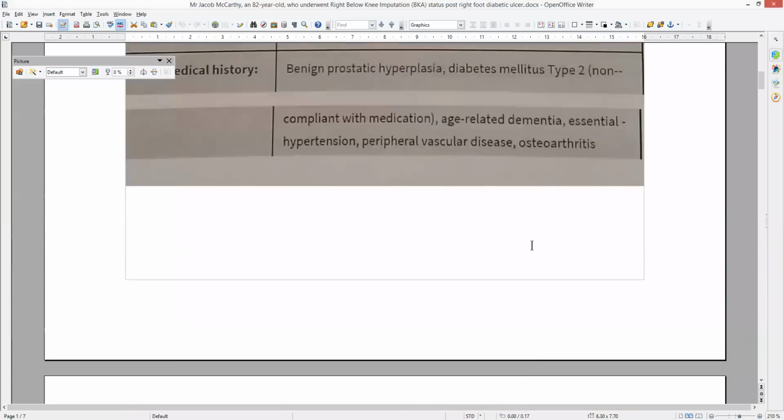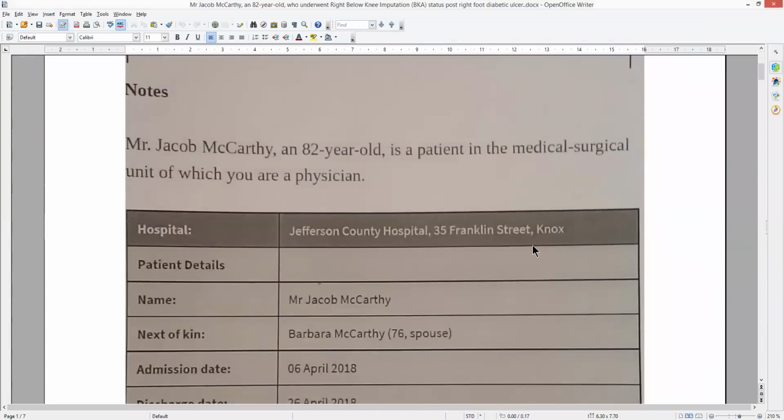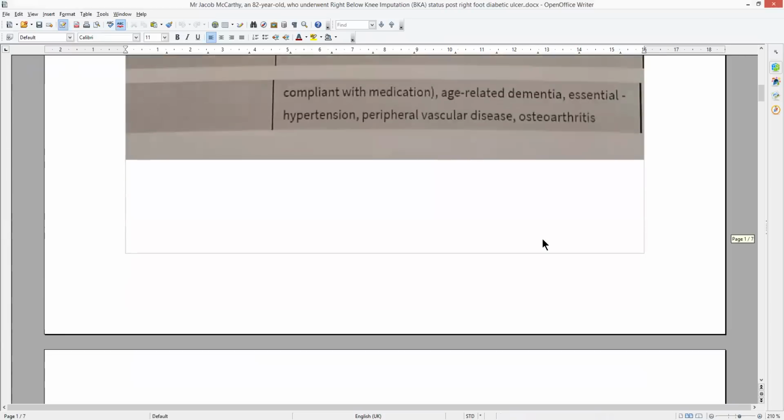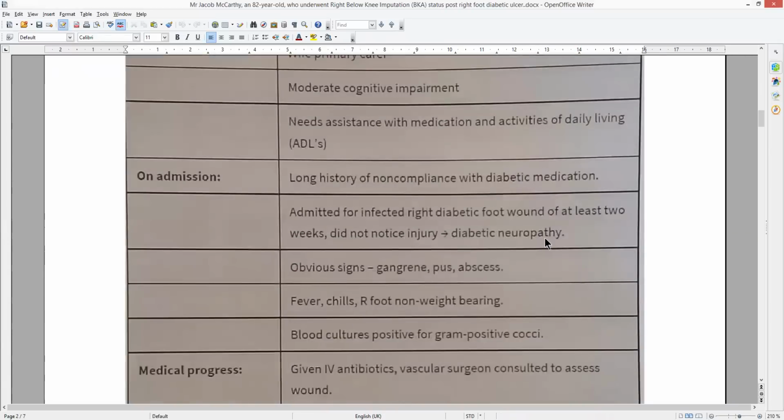So let's have a look. What are we doing? So he's had his leg off. Preliminary amputation, takes his meds, wife is a primary carer.